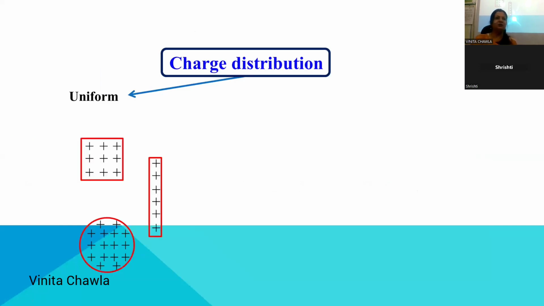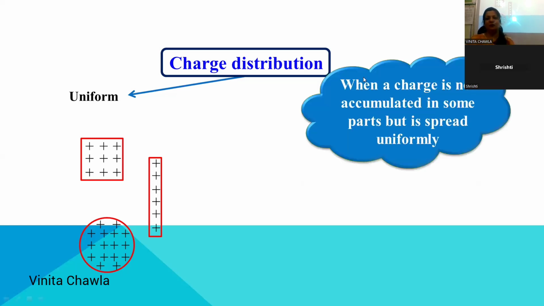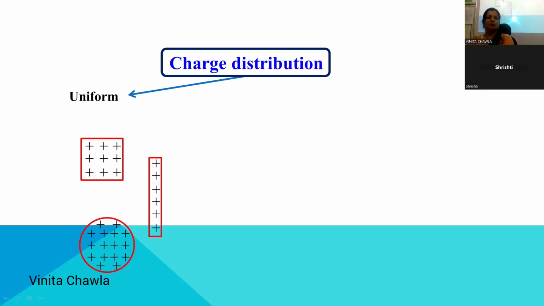This is uniform charge distribution. In uniform charge distribution, you can see that for different figures, charge is equally spaced, right? While when a charge is not accumulated in some parts but is spread uniformly, then it is uniform charge distribution.